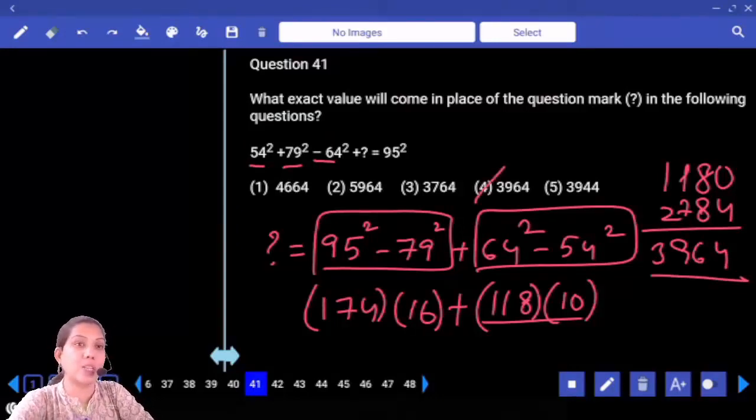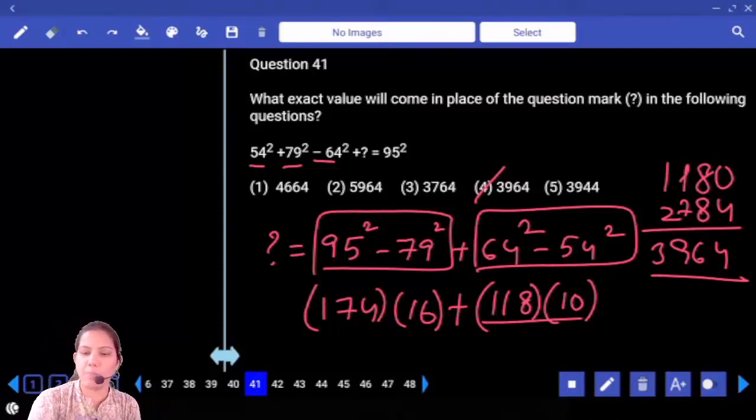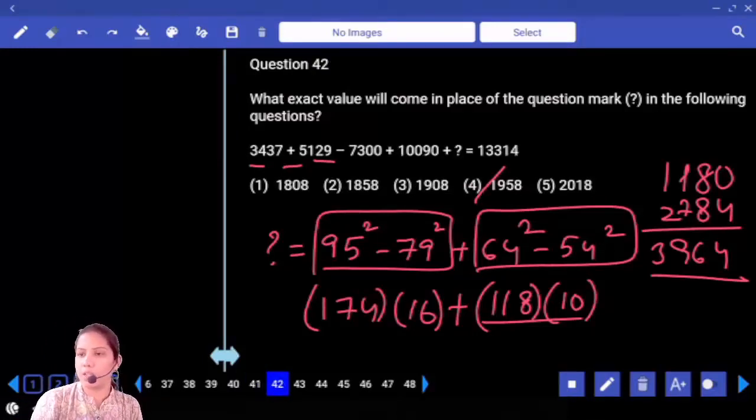Do you know 79 square? If you don't know, we will do this process. What is 64 square? 4096. Okay. Ninety-five square. Next, question number 42.